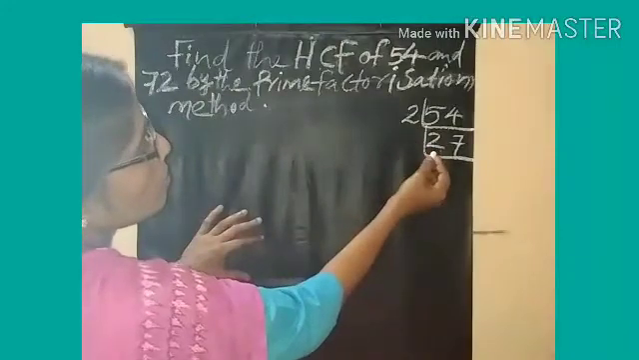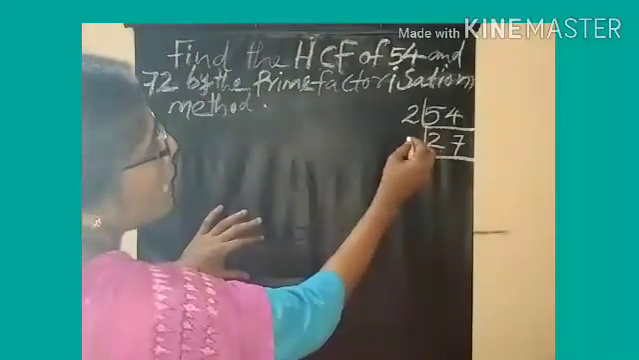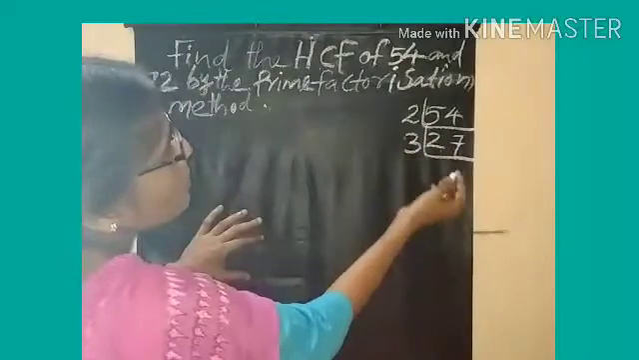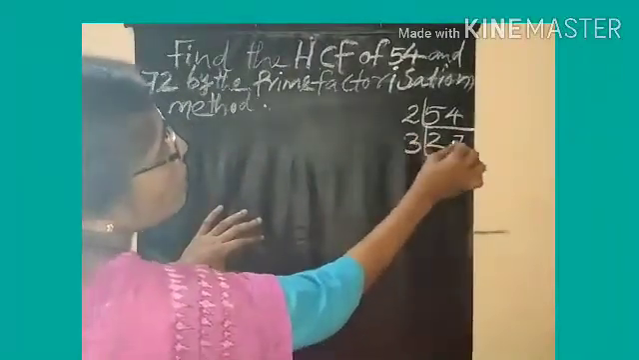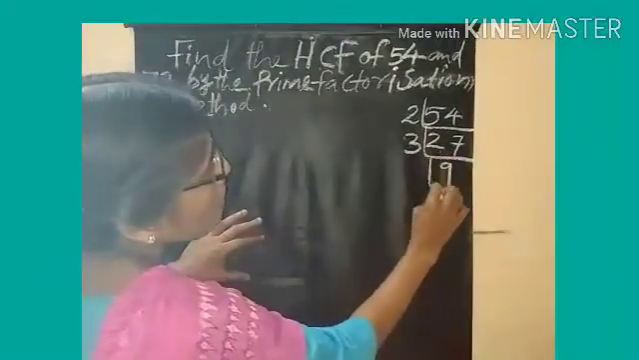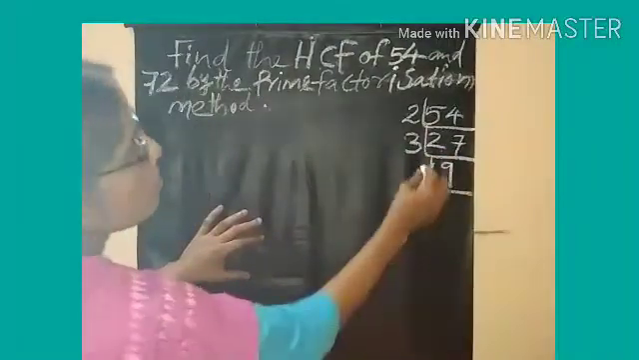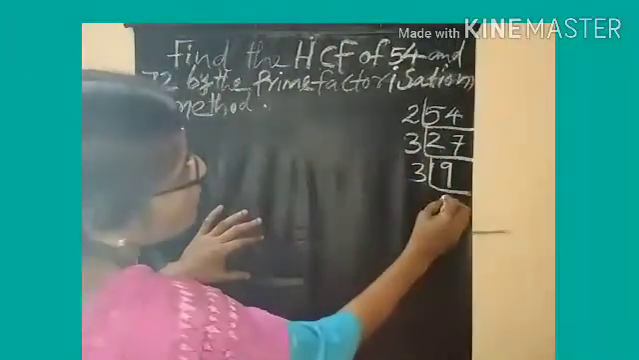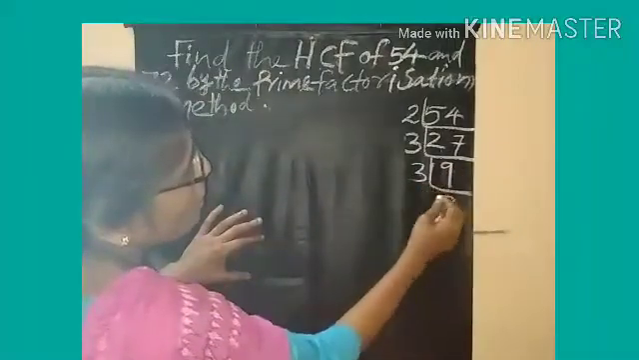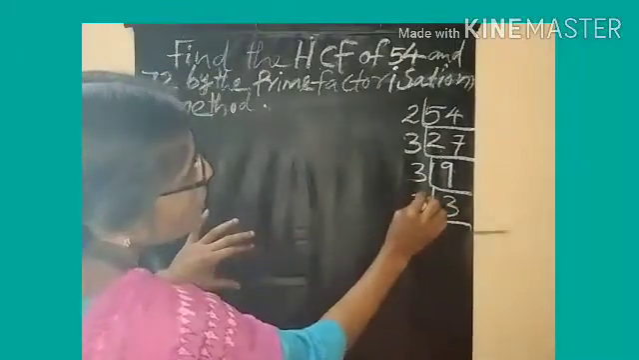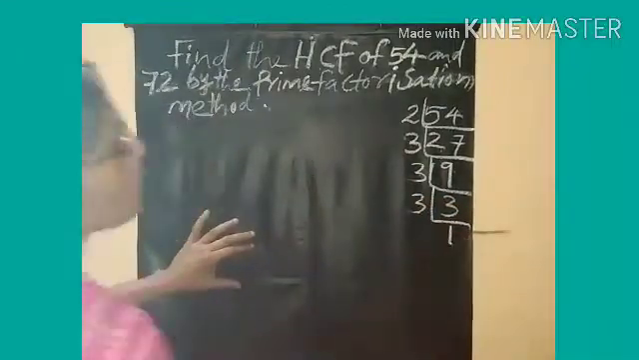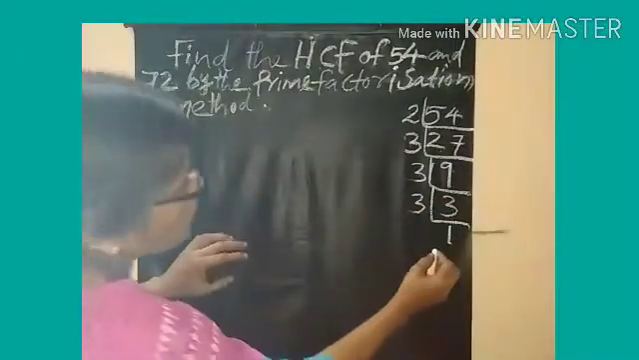We cannot divide by 2, so we take the next number, 3. 3 into 9, 9 into 3, 27. Then divide 9 by 3. 3 into 3, 9. Then divide 3 by 3, that is 1. Next, 72.